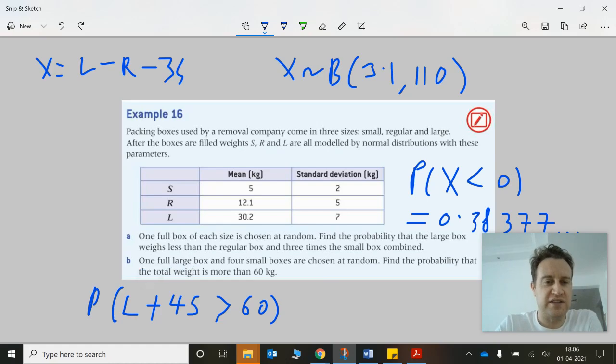Find the probability that the total weight is more than 60 kilograms. Okay, so I wrote this down. Not right. I was just getting carried away with myself there. That's not right, because the large box add 4 lots of the small box is not quite what they're saying here. They're not saying times one of your small boxes by 4.